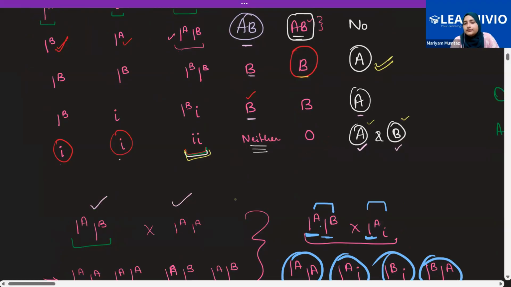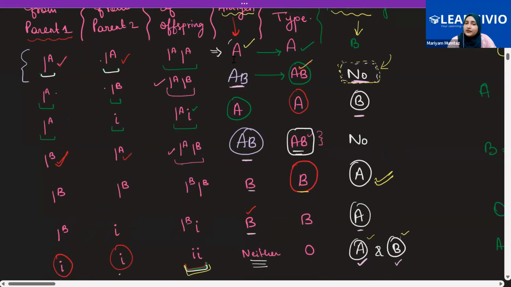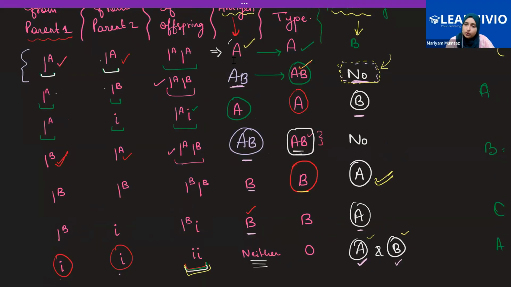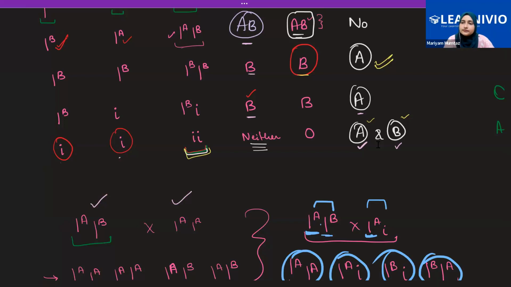Understood? This blood group topic is clear? Always remember that a person with A blood group can take blood from A and O. B blood group can take blood from B and O. The O blood group can donate to any blood group, but it can only take from O. Clear?